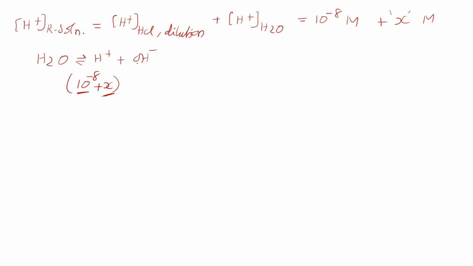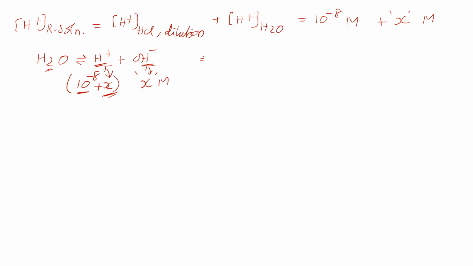Now, what is the concentration of OH minus in the new equilibrium? We can say X molar. Why X molar? Because the water contribution of H plus is X molar, and water contributes the same amount of OH minus, since only water can contribute it. Therefore, the same amount of OH minus will be contributed by water.